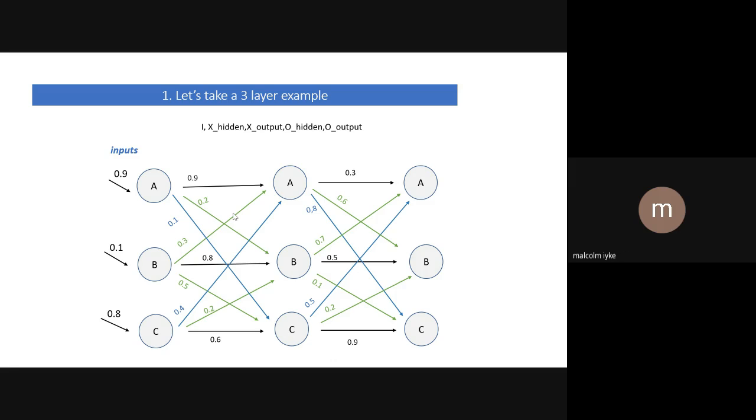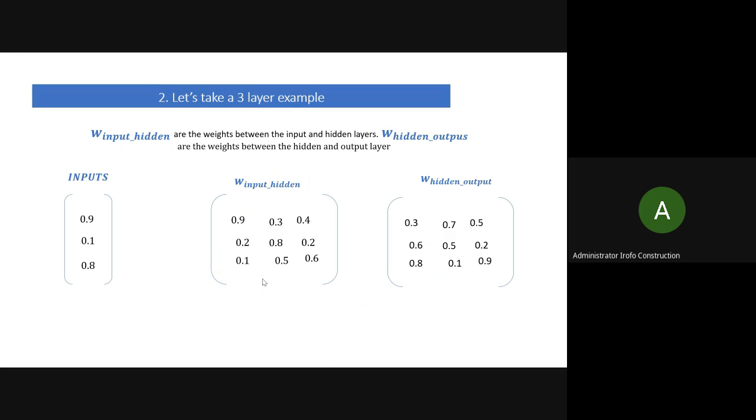Is that correct? Yeah, that's correct. So the second row needs to be 0.2, 0.8, and 0.2. And the last row will be 0.1, 0.5, 0.6. That'll be the last row. So you consider the same thing here. That's the weight link between the input layer and the hidden layer.